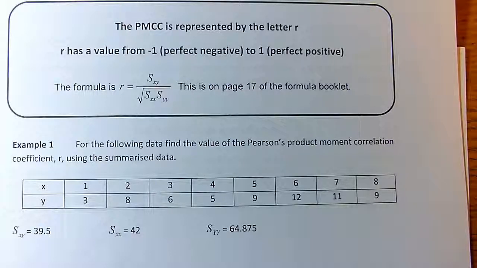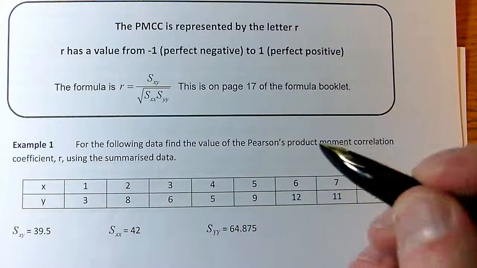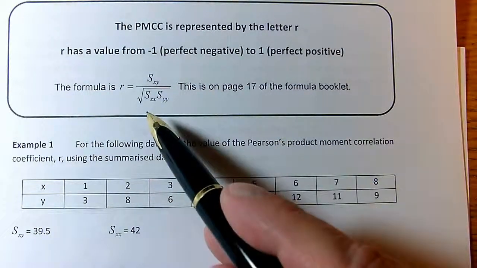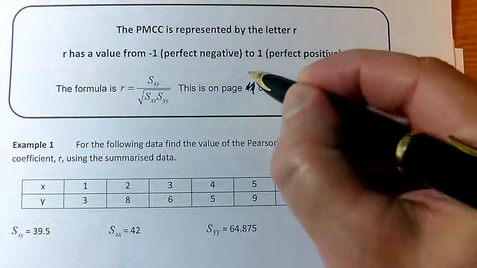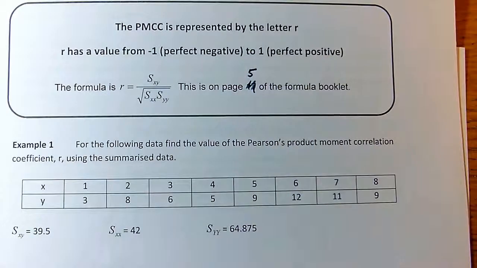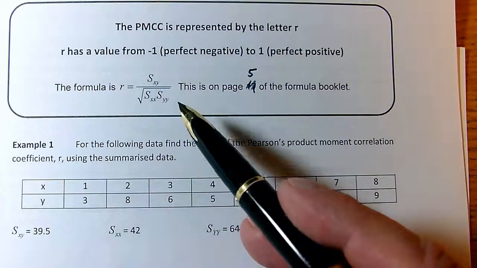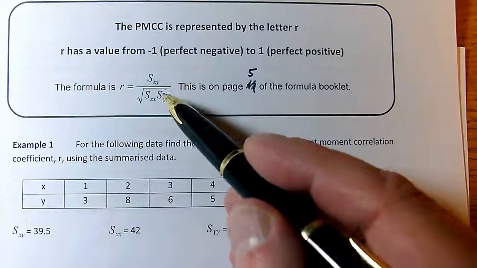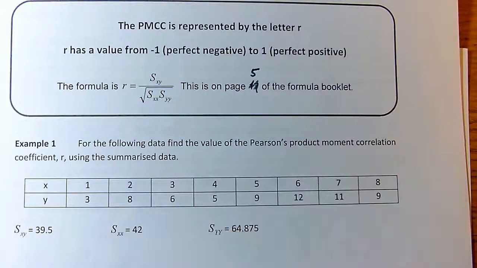Okay, look, some examples on Pearson's correlation coefficient, also known as product moment correlation coefficient, but I'm going to call it Pearson. This formula is on page 17 of the formula book. That's a lie. On your formula book, it will be on page 5. The specification says you should always use your calculator to calculate it. However, this is in the formula book, so maybe it's there because they think one day you'll use it. So we'll look at that as well.